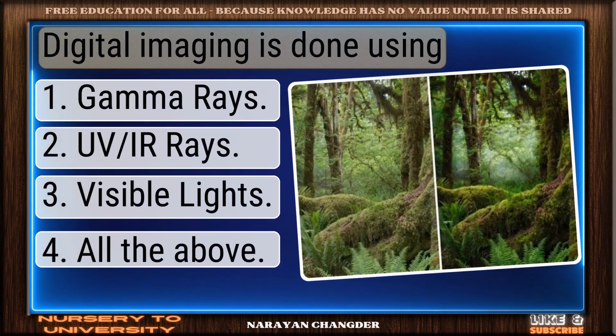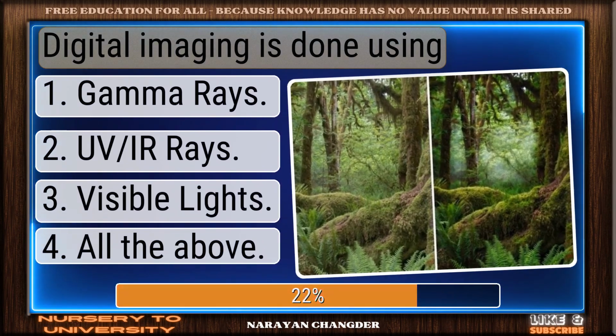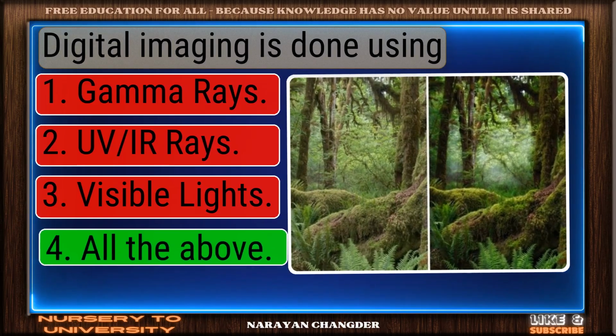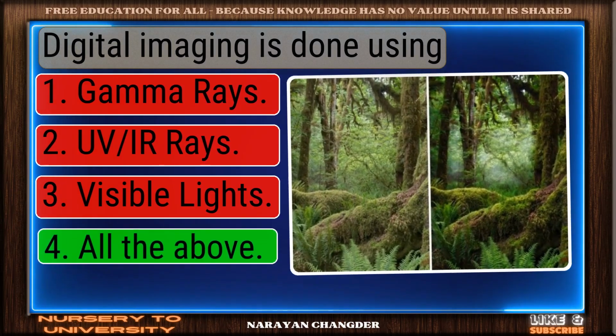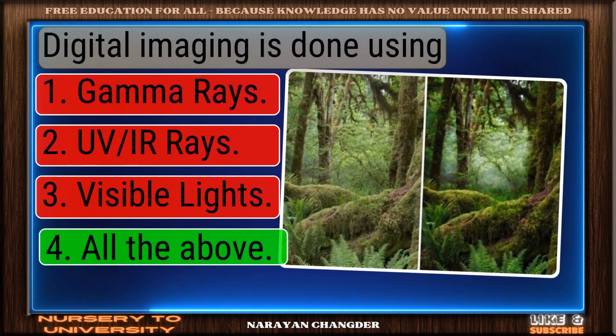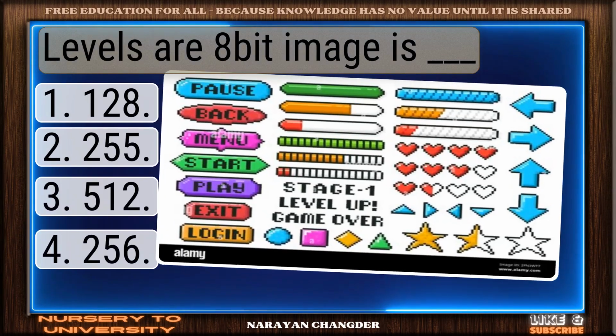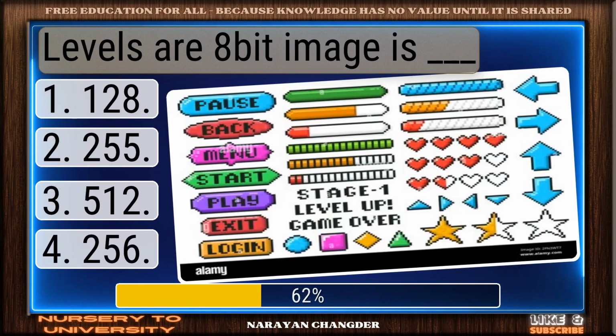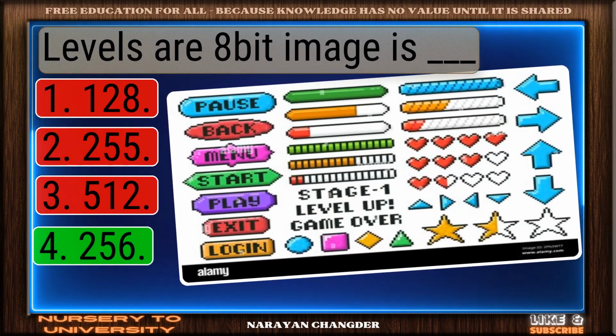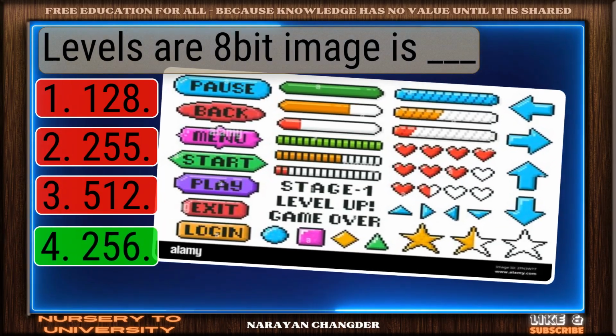Question number 74. Digital imaging is done using? Right choice. All the above is the best answer. Question number 75. Levels are 8-bit images dash. Right again. 256 is a valid answer.